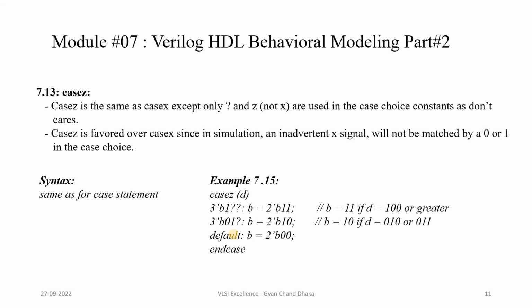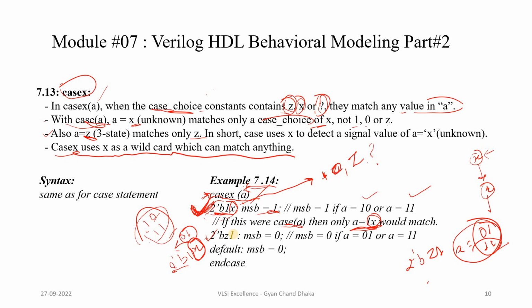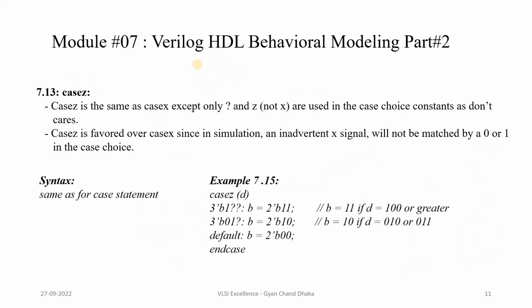Now let's see the third type of case statement, which is casez. There is a small difference between casex and casez. In casex, Z, X and the question mark symbol are considered as a don't care. But in casez, only Z and the question mark symbol are considered as a don't care. That means if our case item contains Z or the question mark symbol, we can consider them as a don't care. But if there is an X present, that cannot be considered as a don't care, and it has to be matched with the expression value explicitly. So casez is the same as casex, except only Z and the question mark symbol are used in the case choices constant as don't cares.